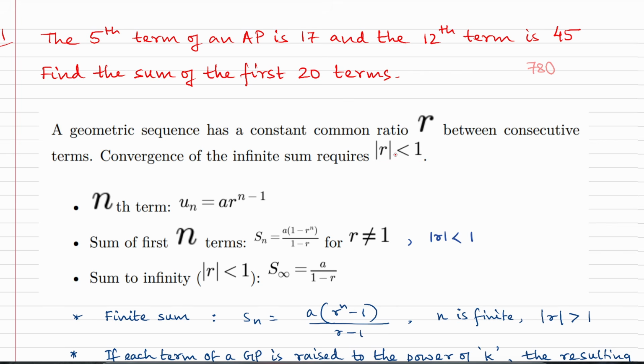What if |r| is greater than 1? So start with a positive first term, 5 again, and this time take the common ratio to be 2. The terms will be 5, 10, 20, 40, 80. So the terms keep on getting bigger. There is no point in adding them up till infinity because it will blow up, right? So convergence will only affect the series if |r| is less than 1.